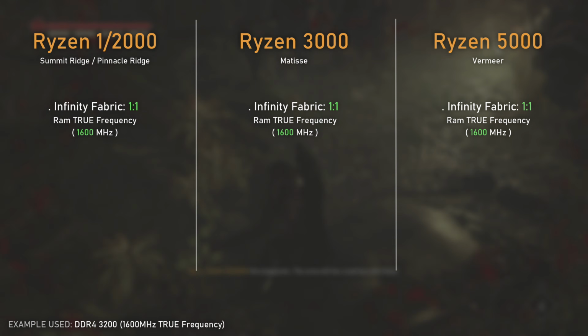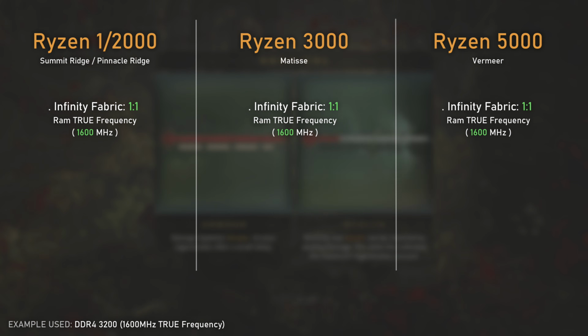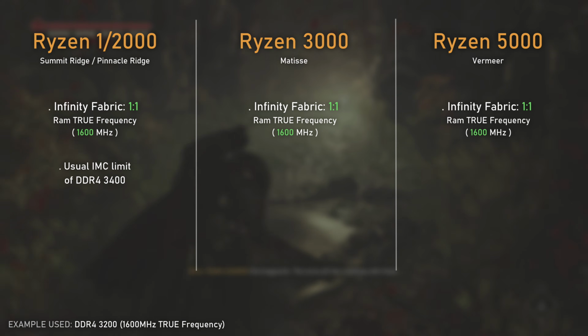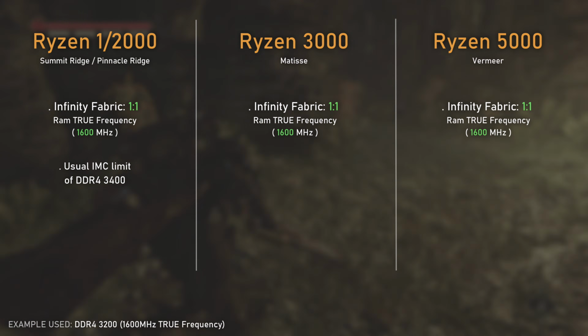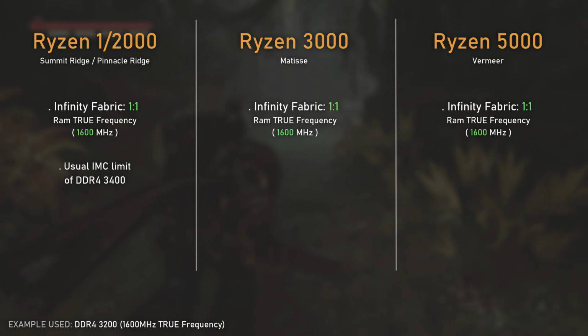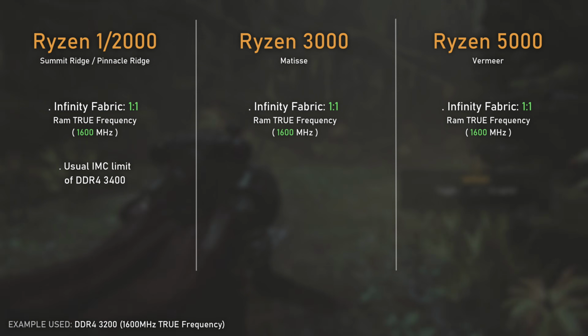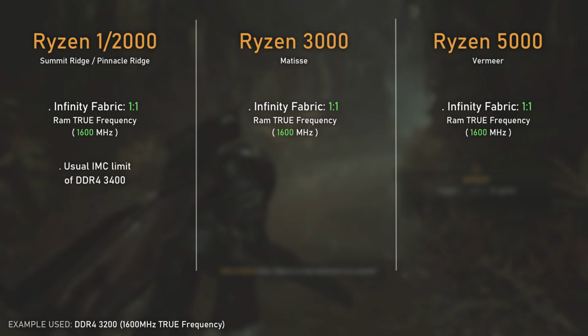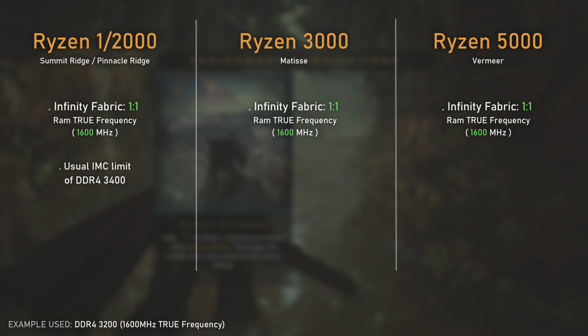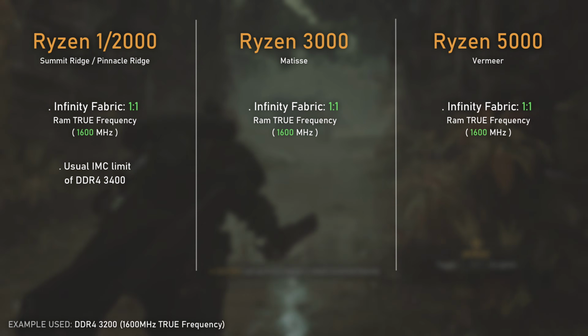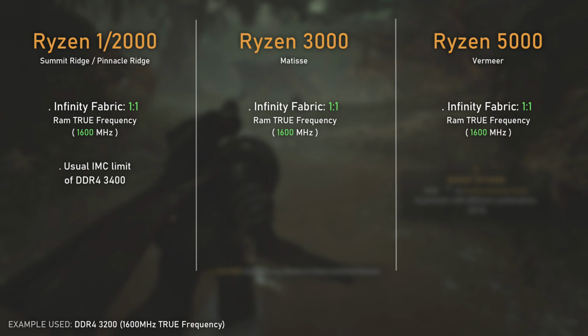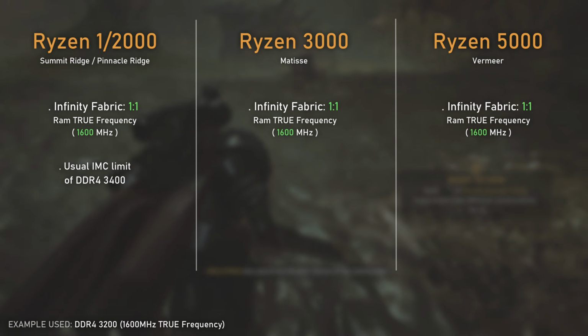The first and second generation Ryzen CPUs had kind of a limit, where you couldn't simply go above a certain RAM frequency due to the IMC, Integrated Memory Controller, and of course the low Infinity Fabric optimization. That limit was usually around DDR4 3200 in the early days and went up to DDR4 3400 with some BIOS updates when using Samsung B-Die kits.